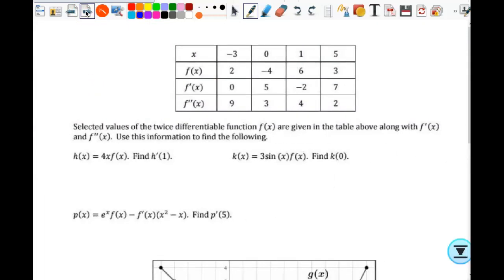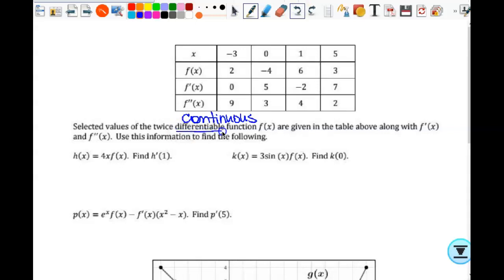All right, so we got selected values of the twice differentiable function. That means I can take the derivative twice, are given by the table. And if it's differentiable, what does that mean also? Continuous, right? You don't even know why that's important yet, but we're going to start writing it so we know it when we get there. Differentiable means that it's definitely continuous. I did not mean to mark that out, though. Whoop, there we go. Are given in the table above, along with f prime of X and f double prime. Use this information to find the following.